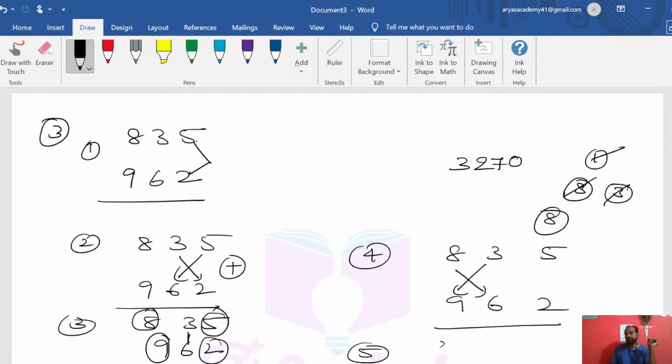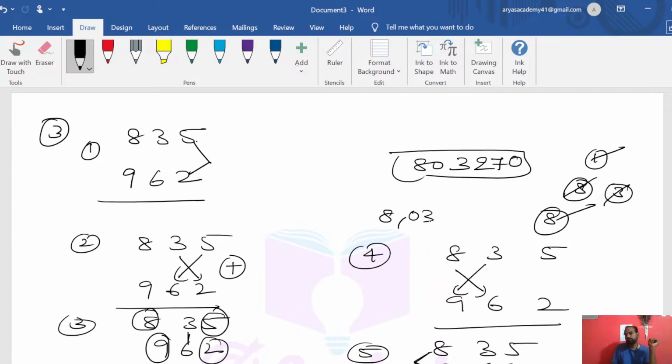So one last time, 835, 962. So simply you have to multiply these two. 9 8s are 72 plus 8, 80. So the answer becomes 8,03,270. Okay? So if we write all this step by step, it feels a little lengthy.